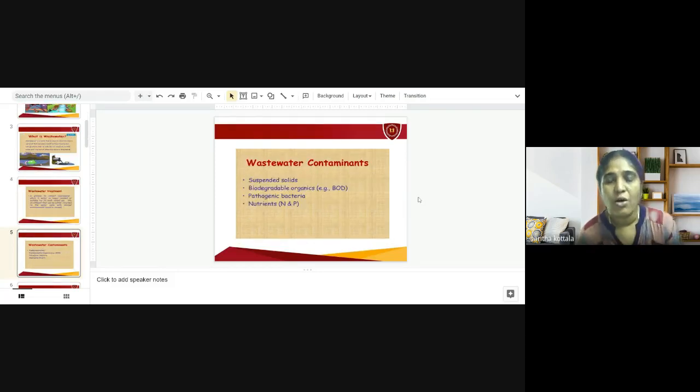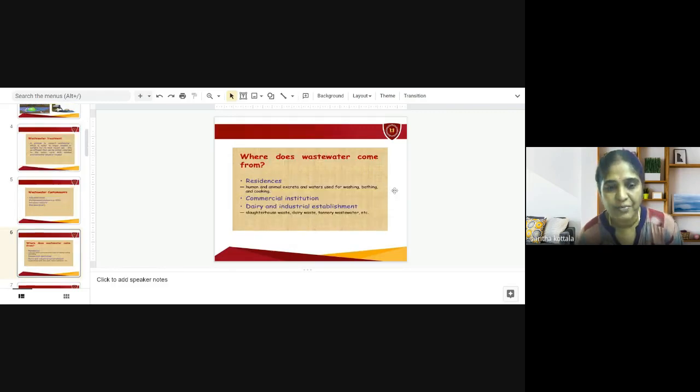Now, what are the contaminants present in this wastewater? It includes suspended solids, biodegradable organics, pathogenic bacteria, and nutrients like nitrogen and phosphorus. Where does this wastewater come from? It comes from our residences, that is human and animal excreta and water used for washing, bathing, and cooking, as well as commercial institutions, dairy, and industrial establishments.